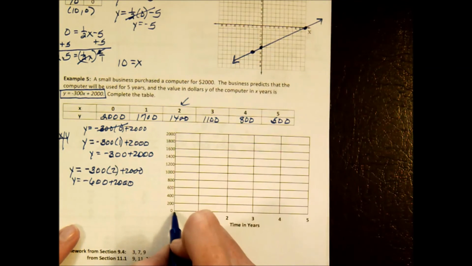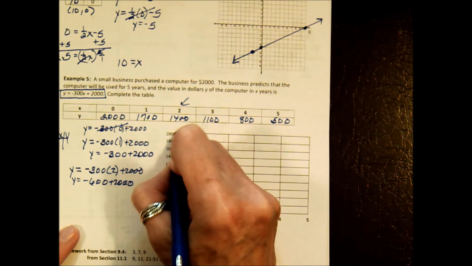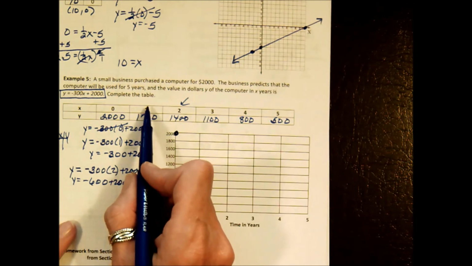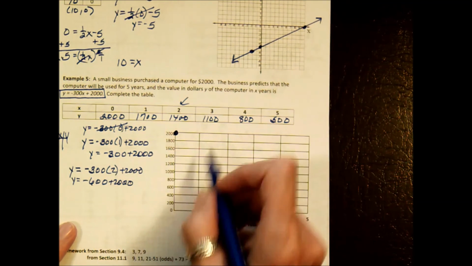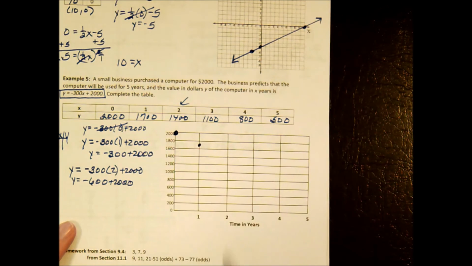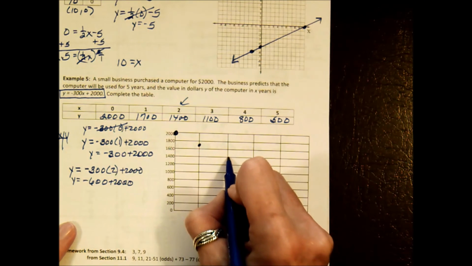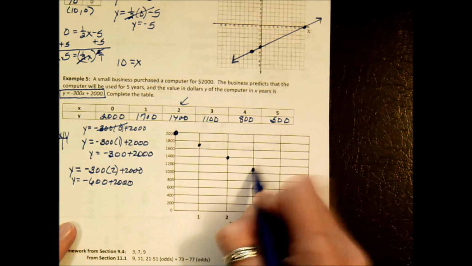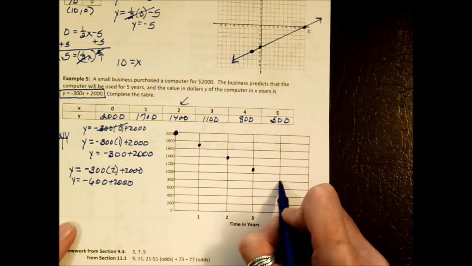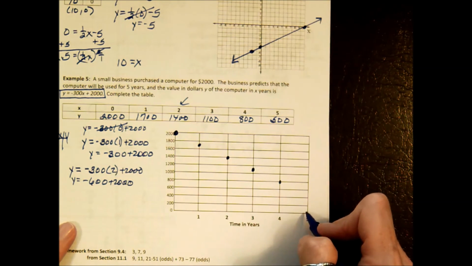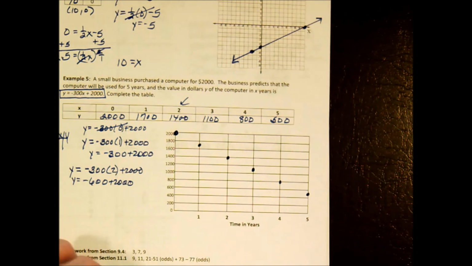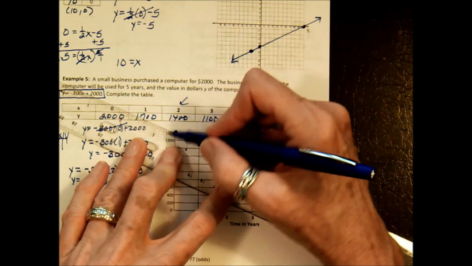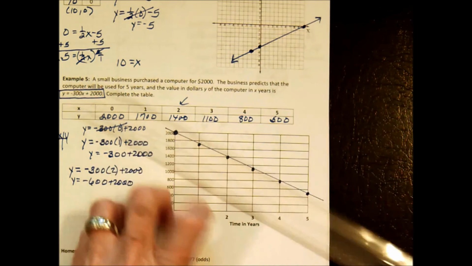So when it was 0 time, the computer was worth $2,000. That's our first point, 0, 2,000. Then we have 1 at year 1. It's worth 1,700, right in between there. Then at year 2, it's worth 1,400. At year 3, it's worth 1,100, which is about right there. At year 4, it's only worth 800, and at year 5, it's worth 500. Ha ha. So if we connect these, you will see that there is a steady decline in the value of that computer.